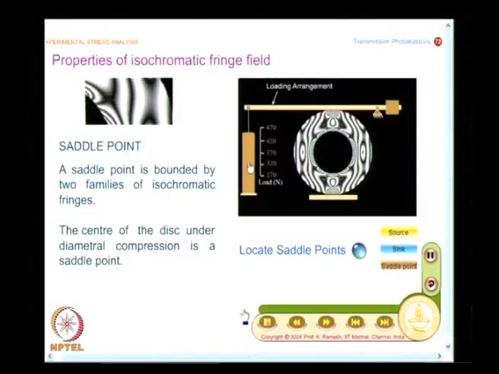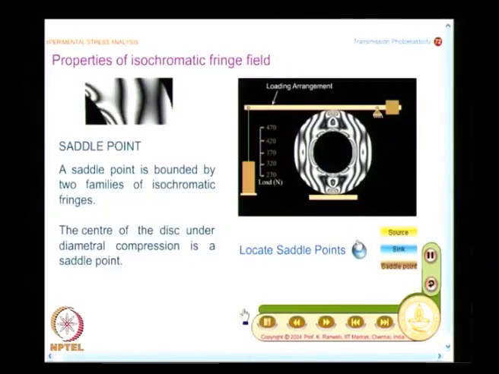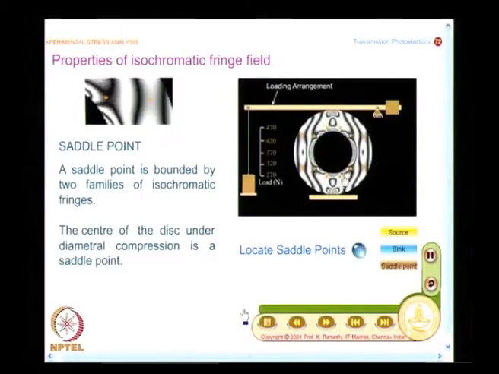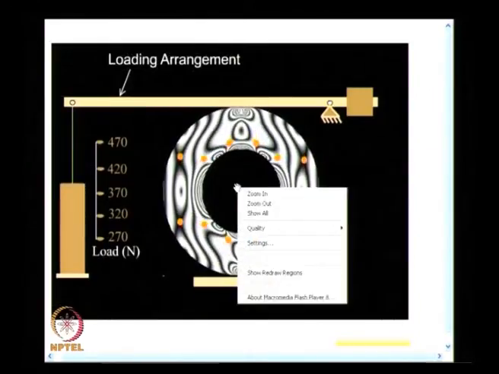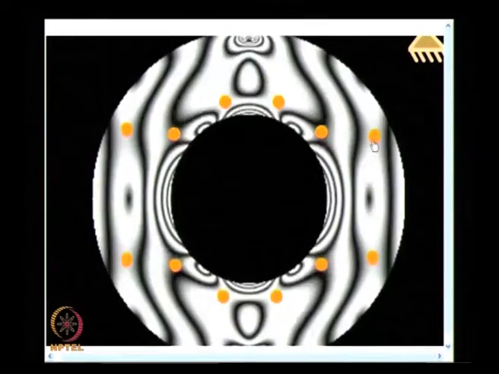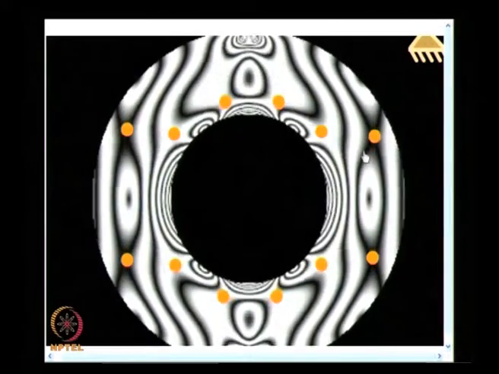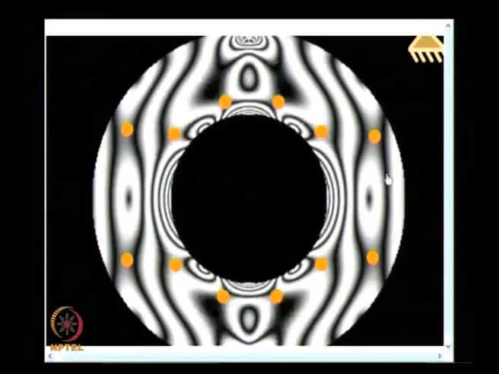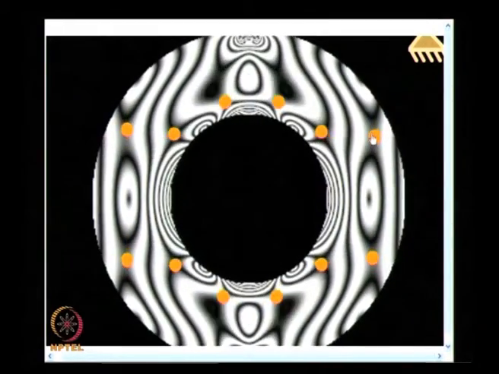And we will also look at some of these aspects. What I will do is locate the saddle point, then magnify this picture and look at the feature. So, what I have here is the fringes merge like this. So, you have this kind of a feature. Wherever you have this feature, you have a saddle point located.